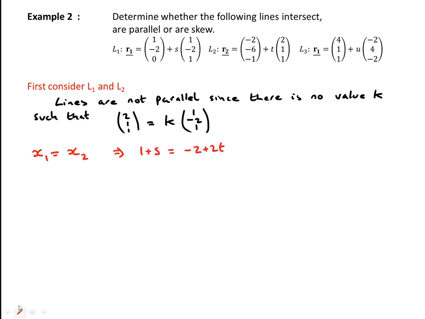So let's now try and find values of s and t which will make the x-coordinate of L1 equal to the x-coordinate of L2, which requires 1 plus s to be the same as minus 2 plus 2t, and we're also going to try and find values of s and t which will make the y-coordinate of L1 equal to the y-coordinate of L2. And that will require minus 2 minus 2s to be equal to minus 6 plus t.